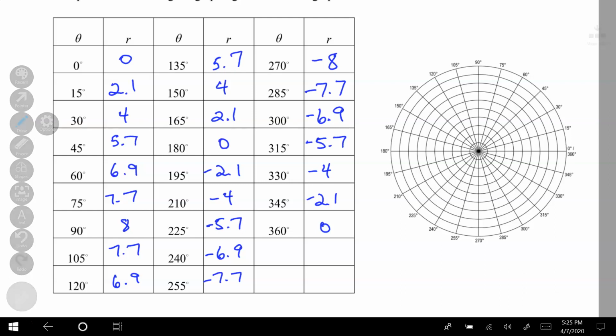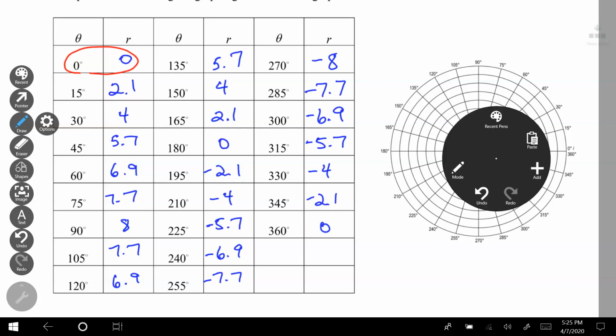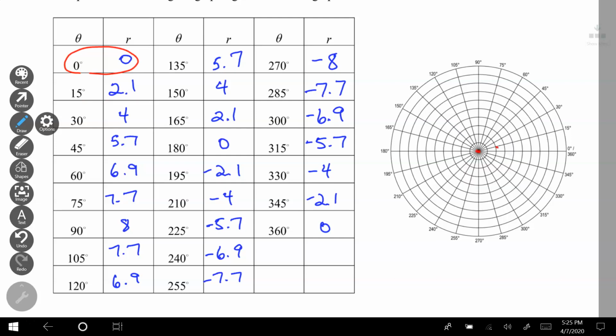Now we're going to start plotting some points. First one is going to be 0, 0. 0 angle, 0 radius. Right there in the middle, the origin. Angle 15, going out 2.1. Angle 15, 1, 2.1, and there's a dot. And then I'm going to do 30 and 4. So here's 30 degrees, 2, 3, 4, and so on and so forth. I'm going to complete the rest.